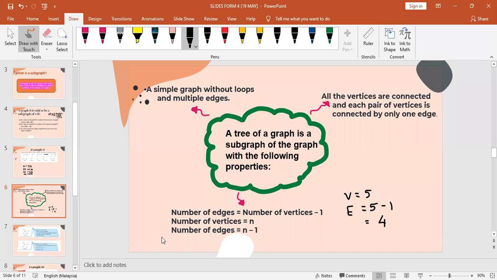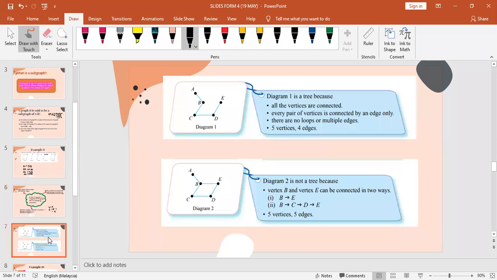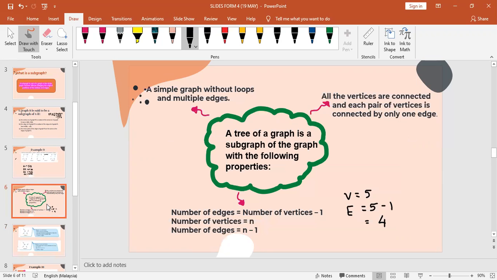Okay. Now let us look at this one, this diagram. Okay, ada dua diagram dekat sini, diagram 1 and diagram 2. Firstly, look at diagram 1. Dia kata diagram 1 is a tree because all of the vertices are connected. Tengok semua vertices ni connected. Tadi apa dia punya ciri-ciri? All the vertices are connected.